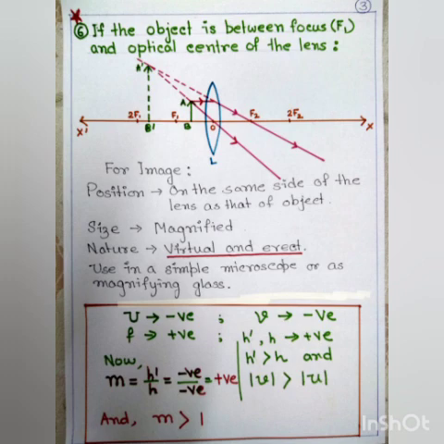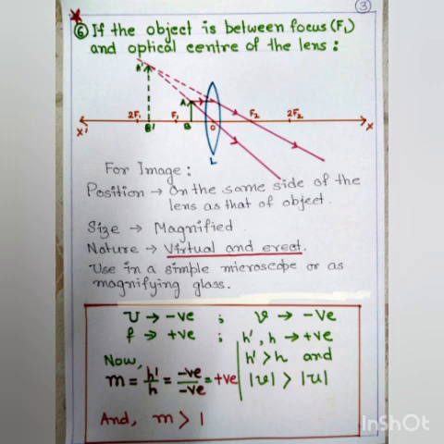And if we consider the magnitude of the image distance, that is magnitude of v, it is greater than the magnitude of u, that is the object distance. Now magnification will be positive here, as both v and u are negative. So magnification will be positive. And this is the only condition for a convex lens where magnification is positive, and also magnification will be greater than 1.